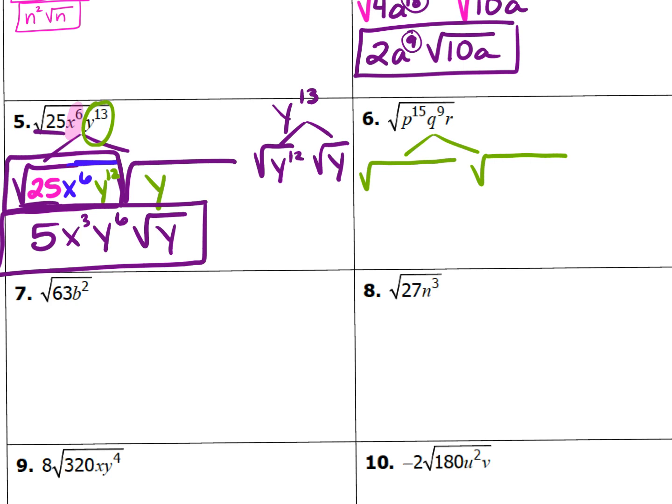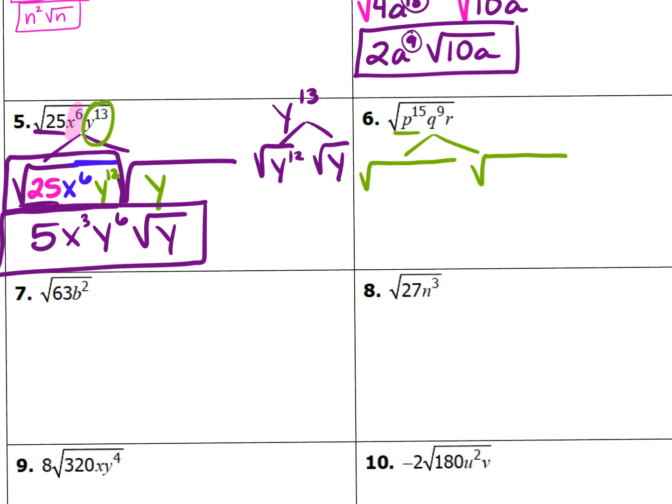Who wants to give me a final answer here? What'd you get, Lincoln? I got p to the 7th times q to the 4th times the square root of pqr. Yes. I believe that is correct. I don't have it worked out, but that sounds like the right answer.